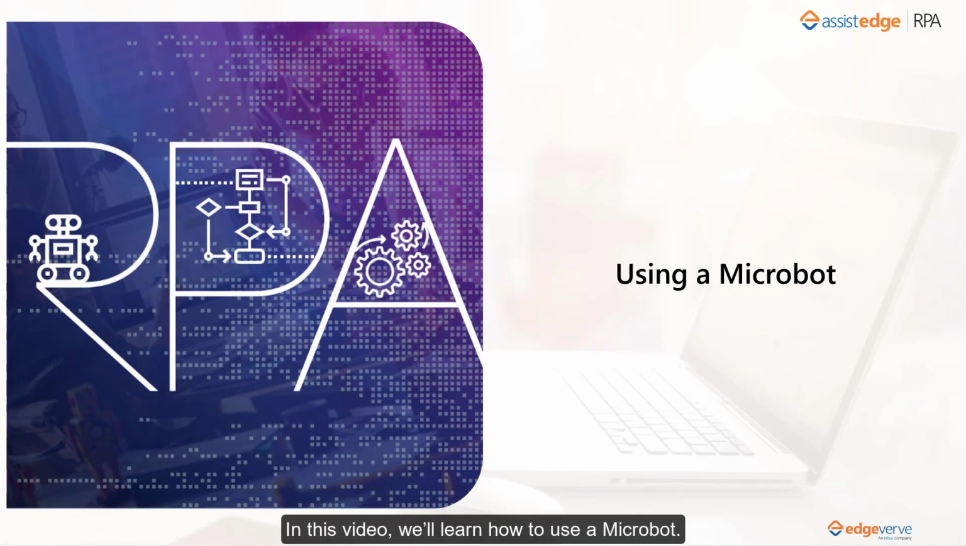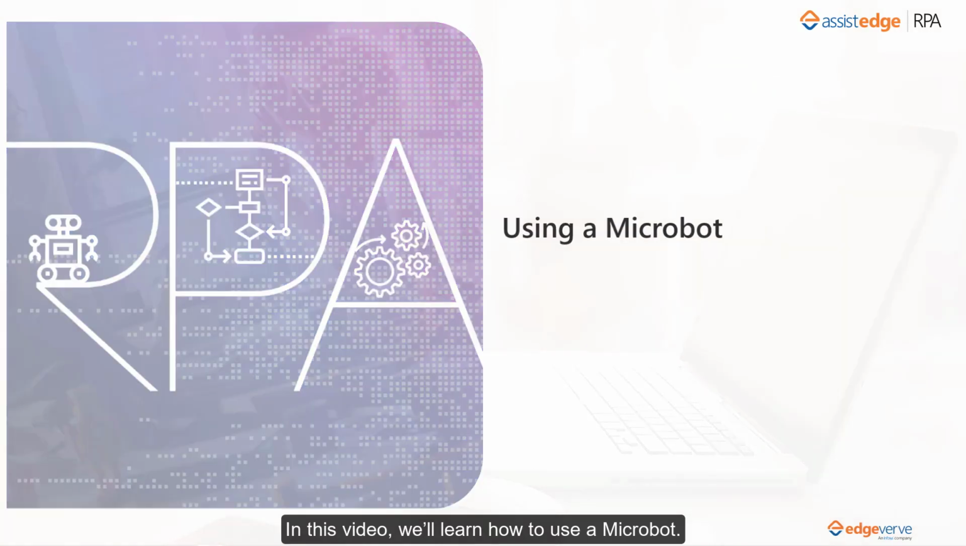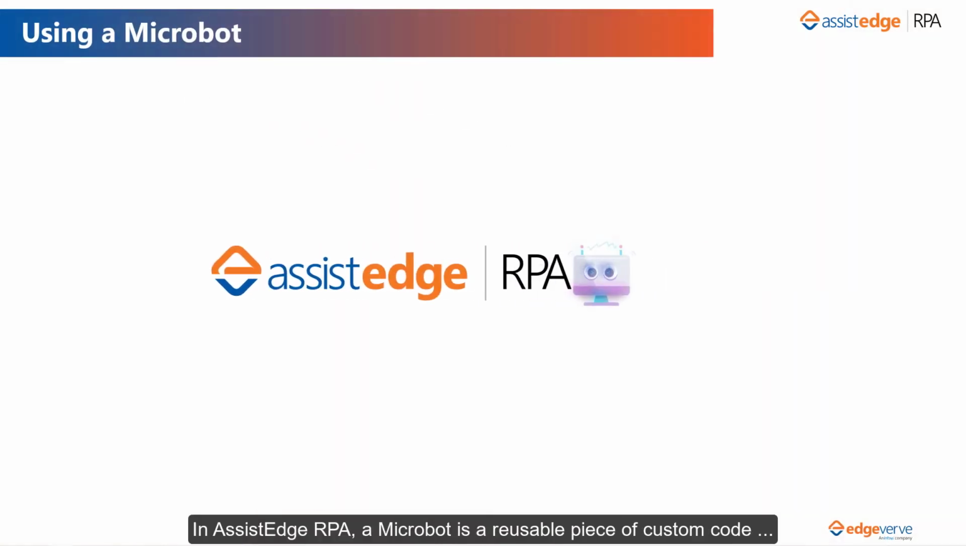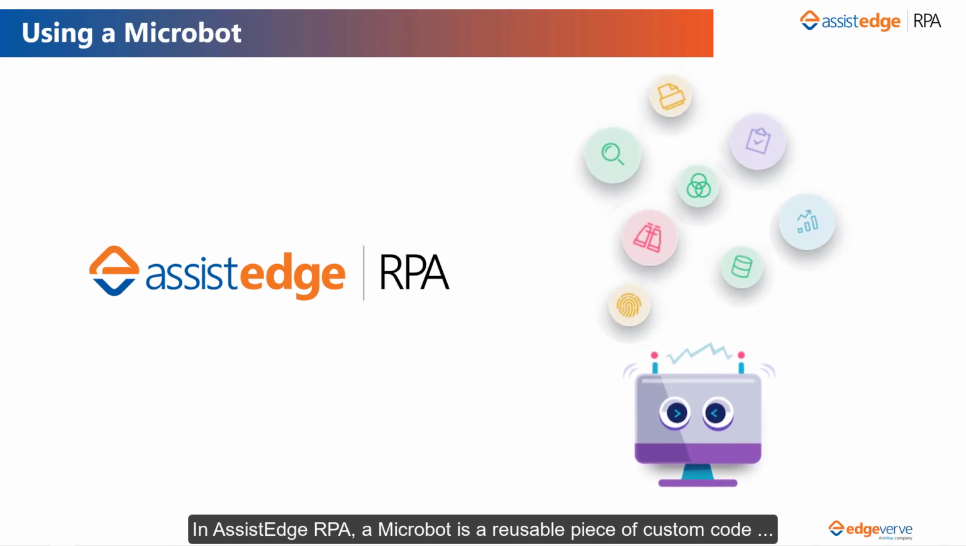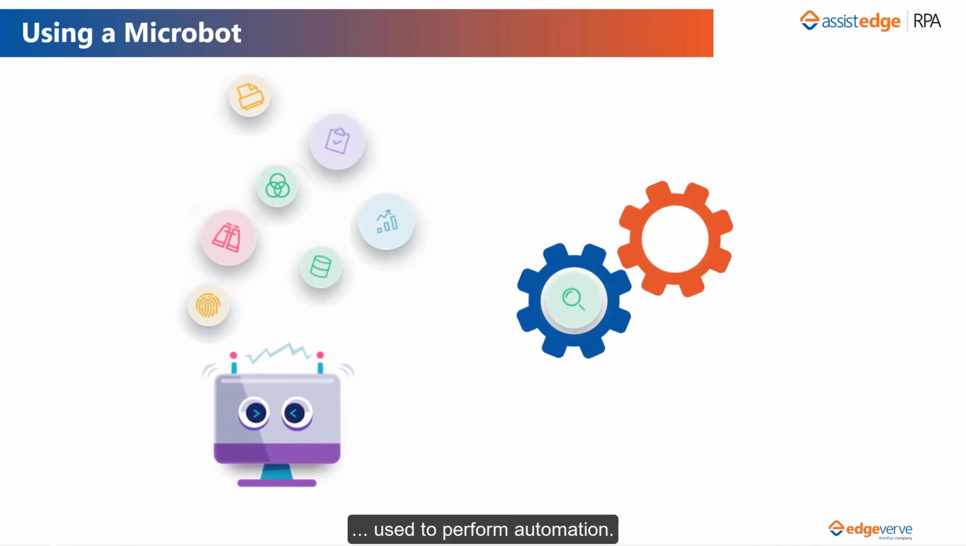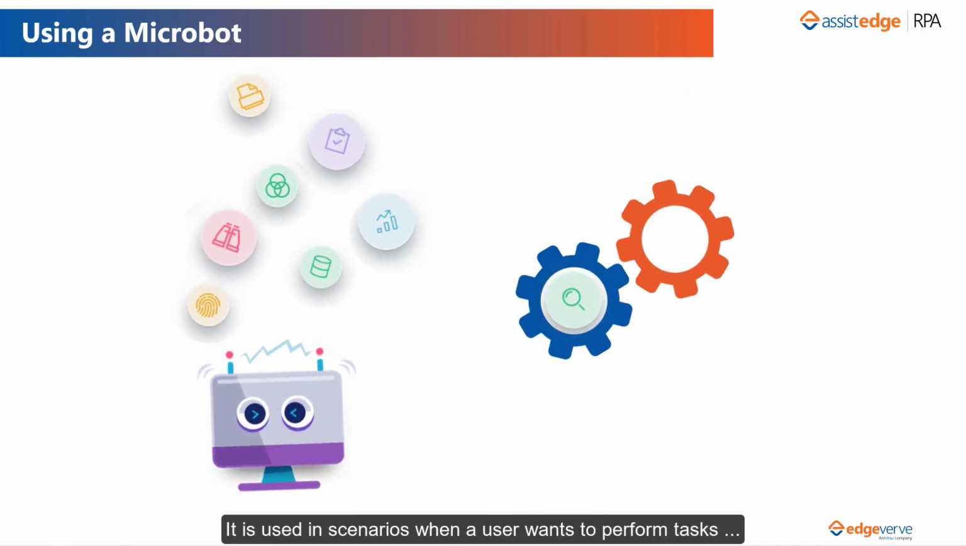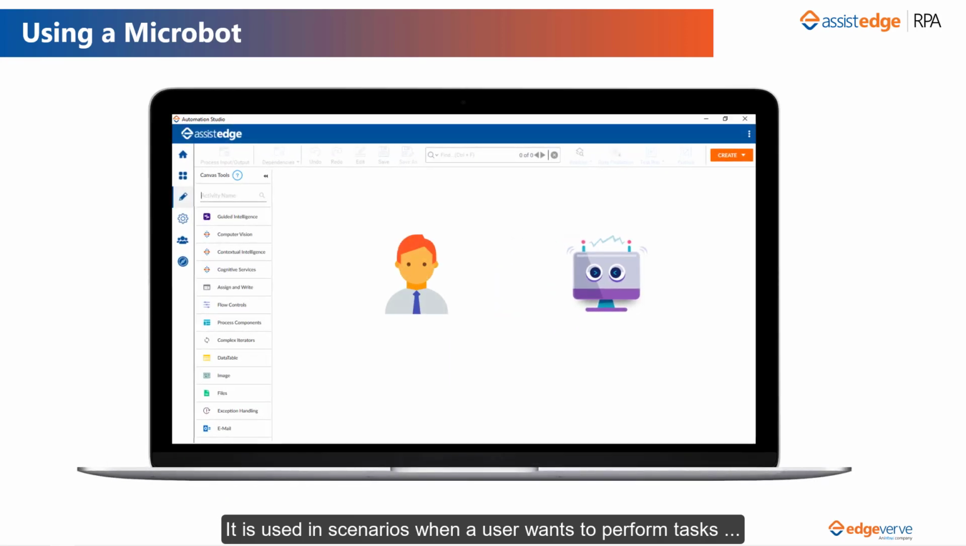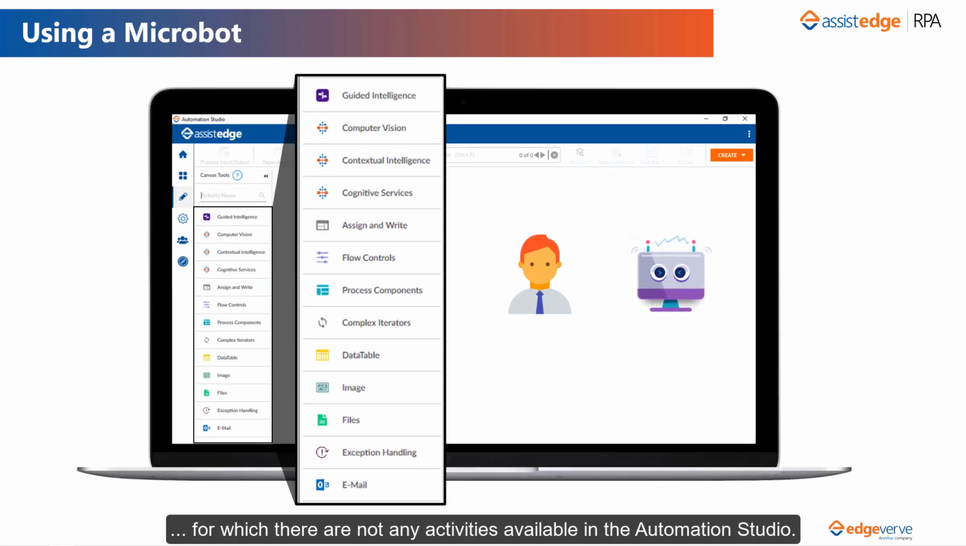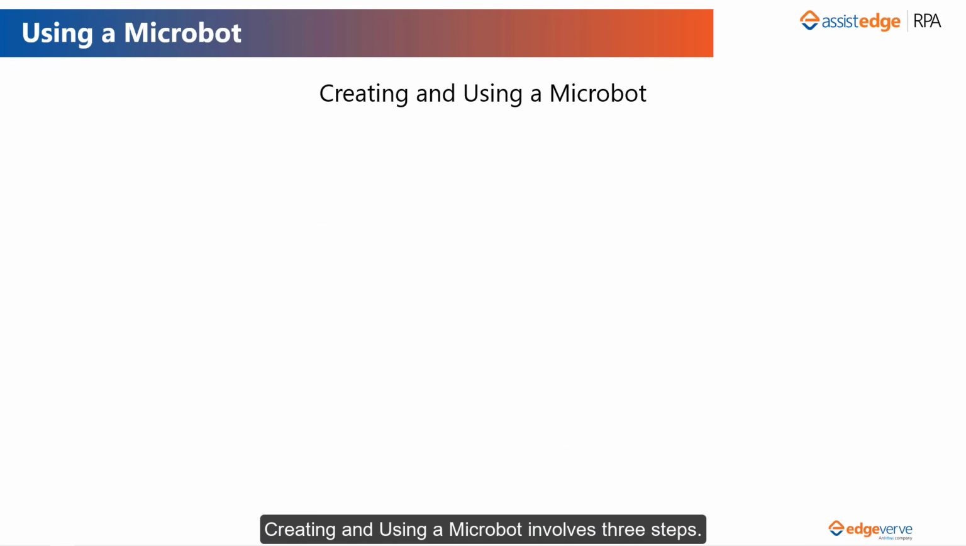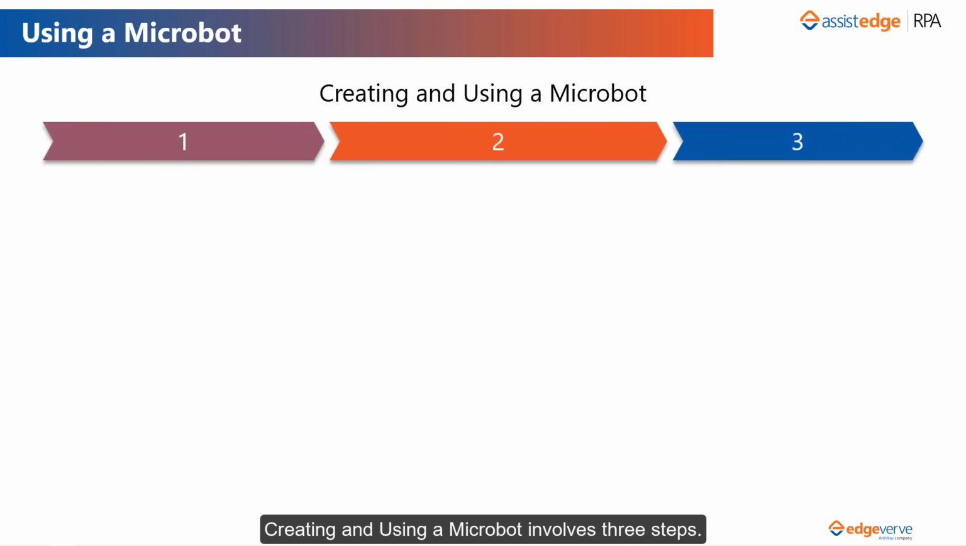In this video, we will learn how to use a Microbot. In AssistEdge RPA, a Microbot is the reusable piece of custom code used to perform automation. It is used in scenarios when a user wants to perform tasks for which there are not any activities available in the automation studio. Creating and using a Microbot involves 3 steps.